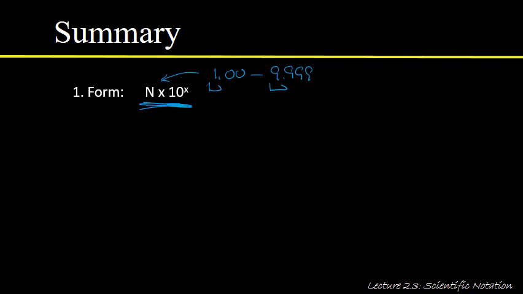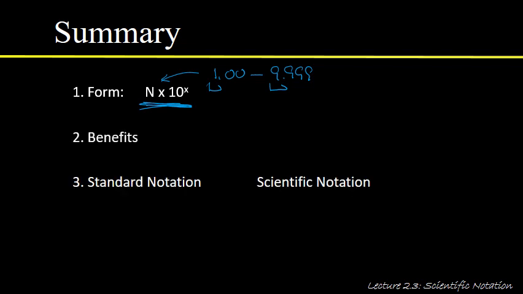All right, so in this one, what did we talk about? Scientific notation. We talked about the form, that it's always some number times 10 to the x, and this number is between 1 and 10, or at least 1 and less than 10, because this first part has to be 1 digit to the left of the decimal.